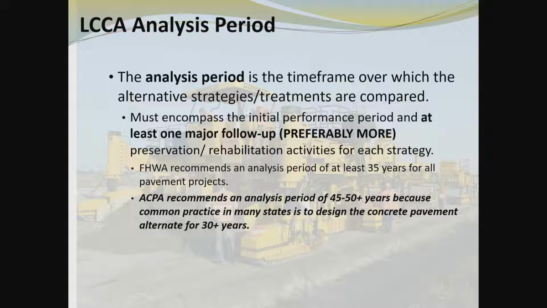So if you look at what the recommendations are, Federal Highway Administration recommends 35 years as a minimum. ACPA, for who I work, 45 to 50 years plus. The reason for that is we now have pavement designs that are designed to first rehabilitation cycle at year 60. So think about design elements for a second. What does it take to go from a 30-year design life to a 60-year design life?